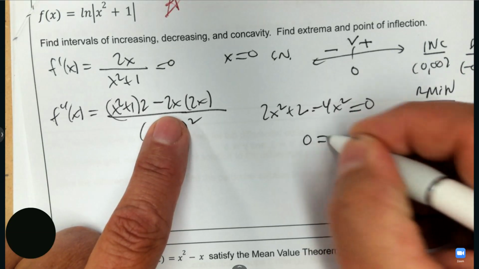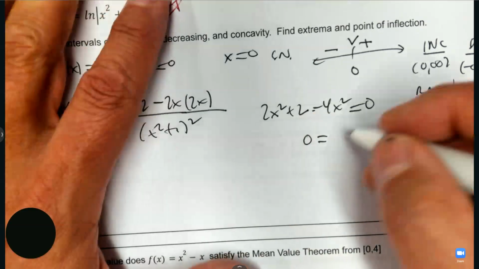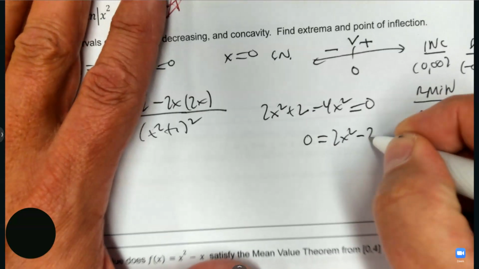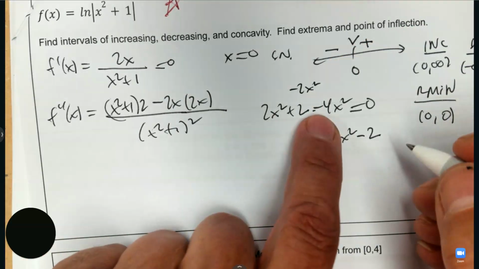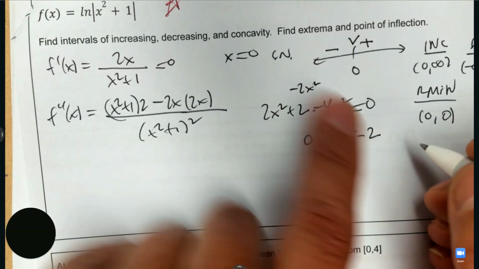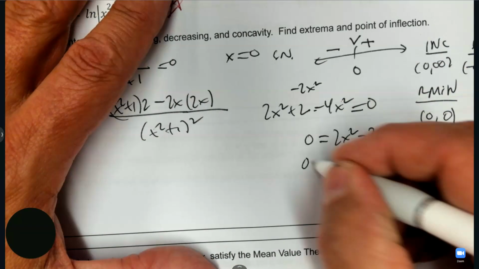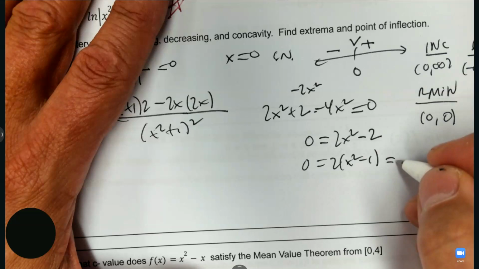So 2 subtract 4 is negative 2x squared. I'm going to add 2x squared and subtract 2. So together, 2 subtract 4x squared is that, and I'm going to add to the other side. I'm going to subtract 2, and then I'm going to factor and solve it. So the two answers here are positive and negative 1.